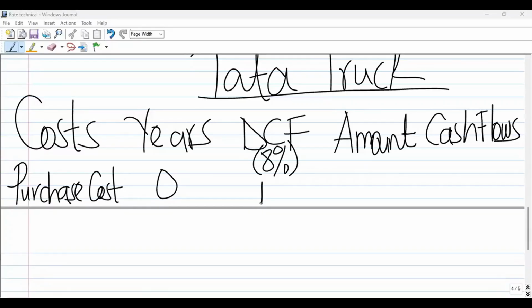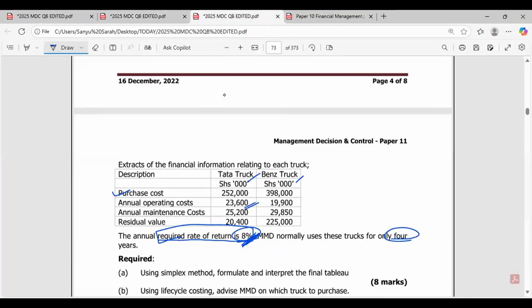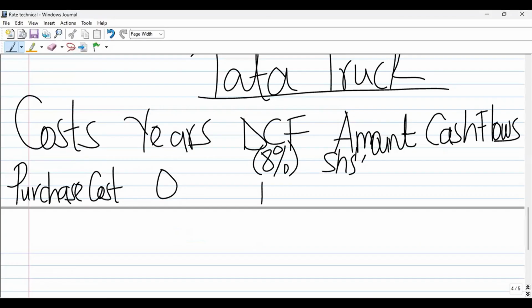In year 0, the discounting factor is always 1, always. So the amount they have given us for the Tata truck relating to the purchase cost, let's go back to the purchase cost here. They have given us 252,000, I've cut off thousands. So I come and show amount in shillings in thousands. So they have given me 252,000.